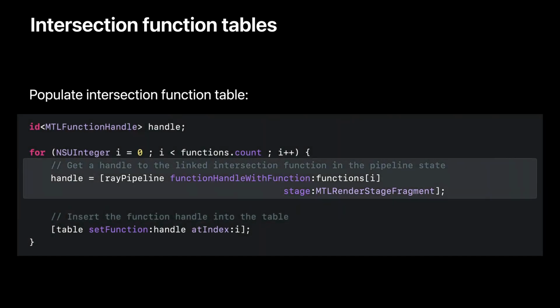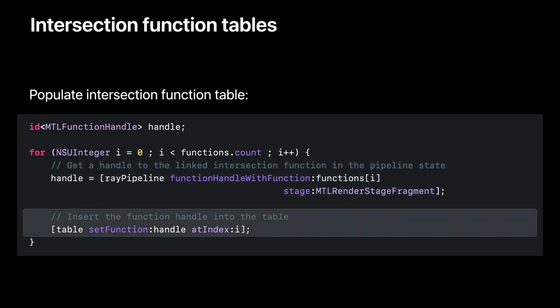To populate the table, we create the function handle. Again, the handle is specific to the stage, so we need to specify the stage when requesting the handle. Once we have the function handle, we just insert it in the function table.